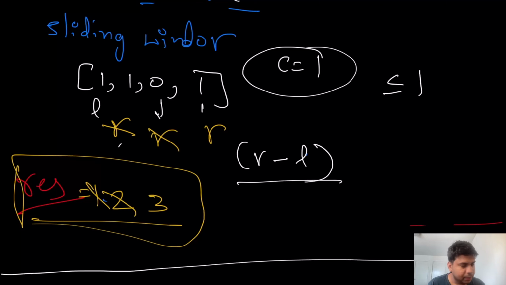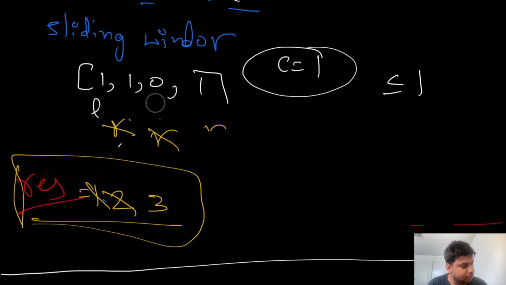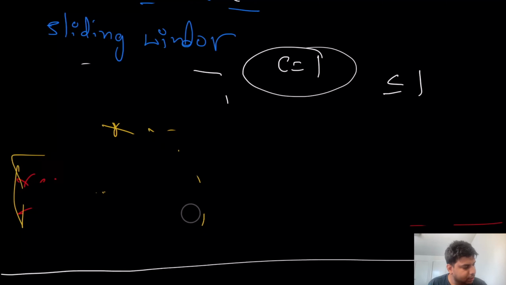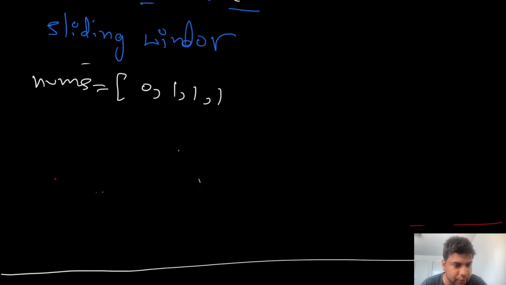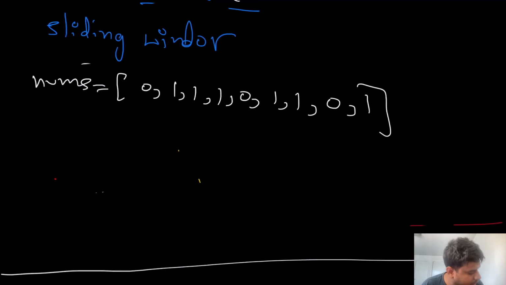And in this example I didn't get a chance to move L, so let me take a different example so that I can show you how you could solve this even if you have to move L. So let's take a better example: 0 1 1 1 0 1 1 0 1. Okay, that's a bigger example, with L and R.